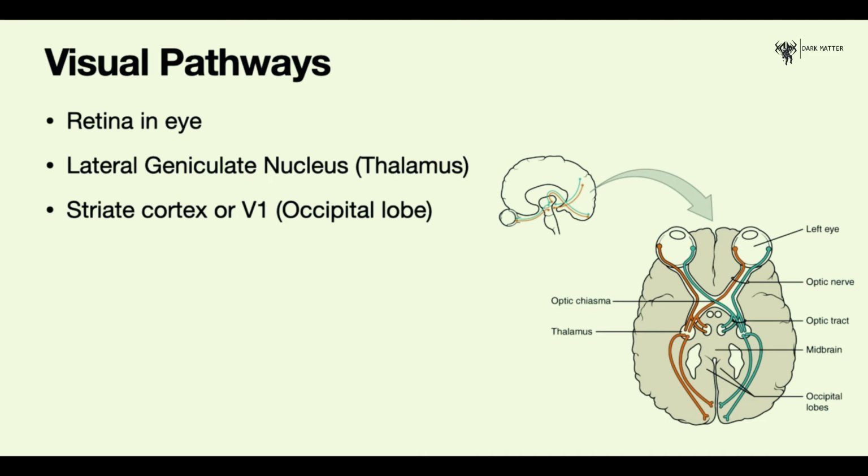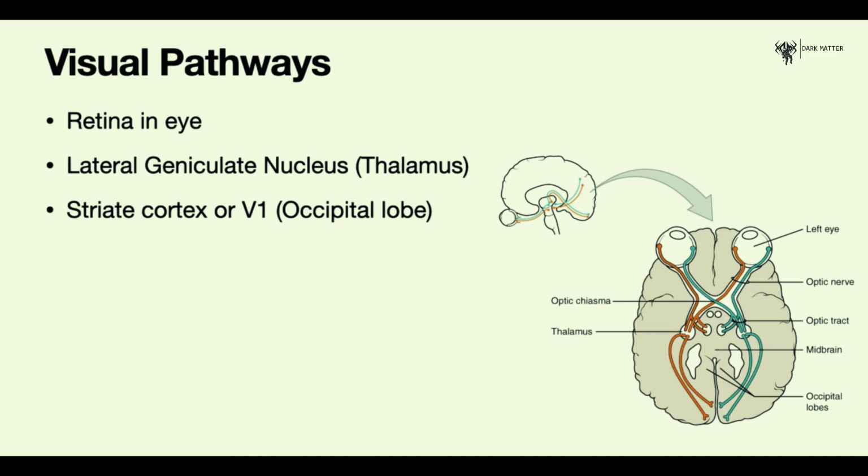Once the signal leaves the retina, its first stop is the thalamus, like with the other sensory systems that we went over. The information from the retina will enter the thalamus and synapse in a specific region called the lateral geniculate nucleus, or the LGN. You might notice from the diagram that there is a point behind the eyes where the axons cross. This is called the optic chiasm, and I'll come back to it in a few slides.